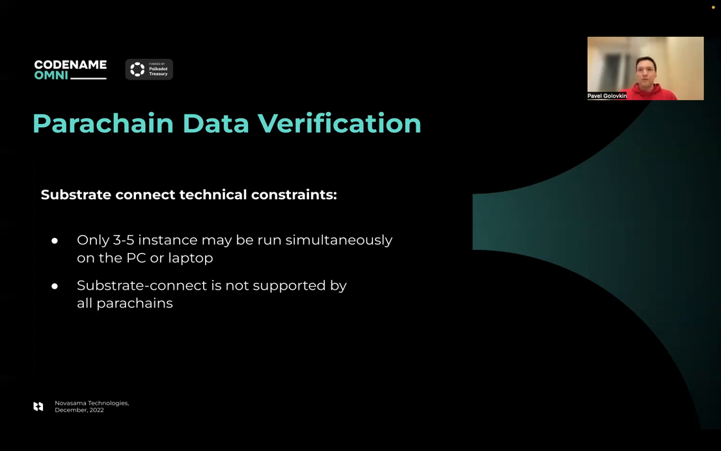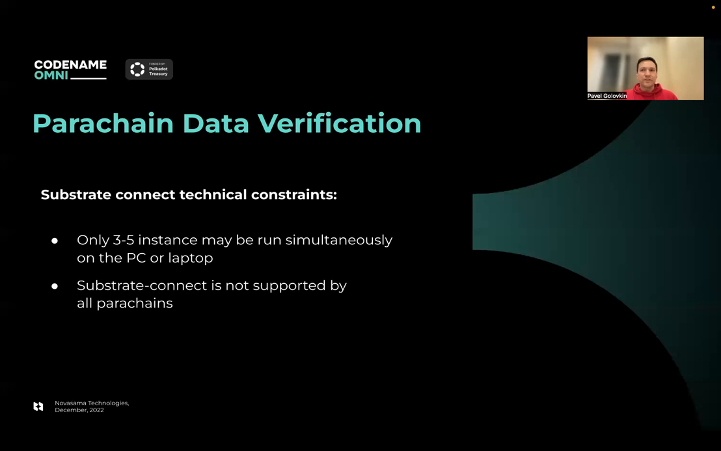And now the only way to do it is to run a local node or a light client. As a light client solution, we are using Substrate Connect technology, and it runs the light client inside the Omni application. The Omni application works with this light client in order to read data and send transactions to the blockchain. However, there is a technical limitation that doesn't allow running Substrate Connect for every parachain and every relay chain that is supported in Omni.